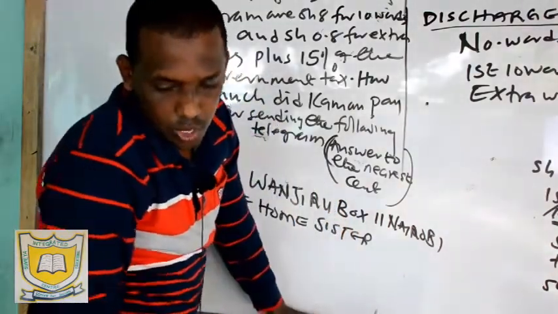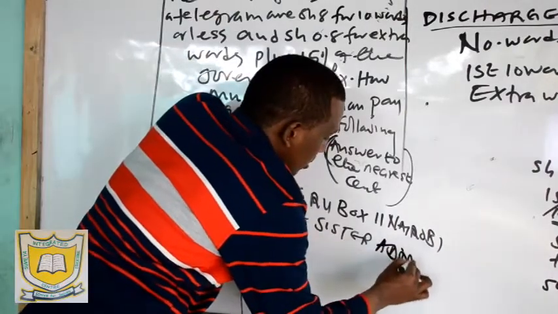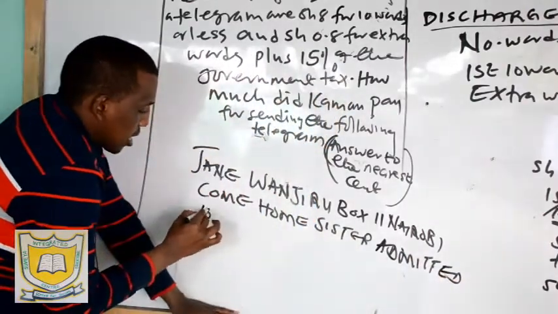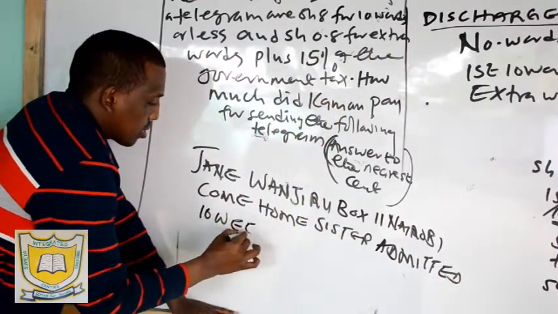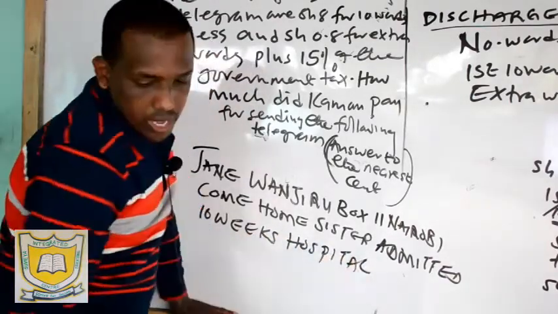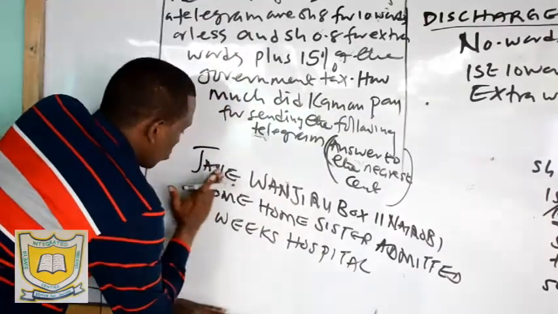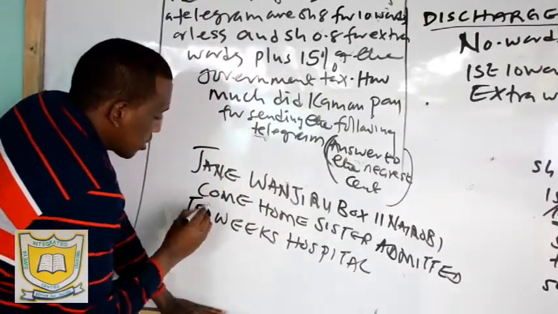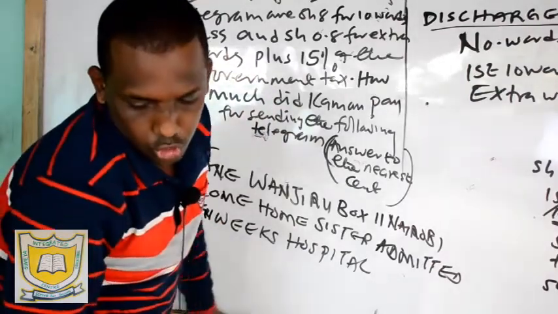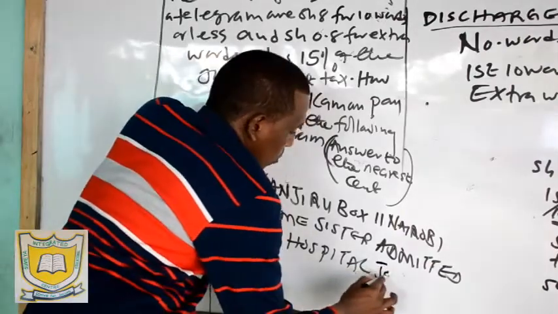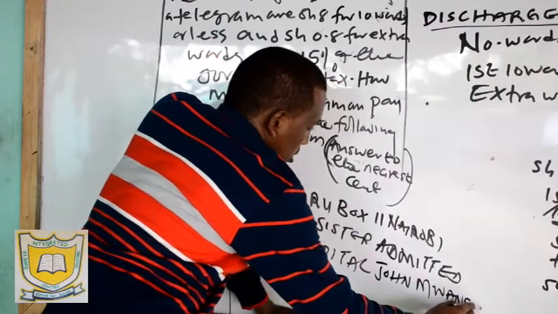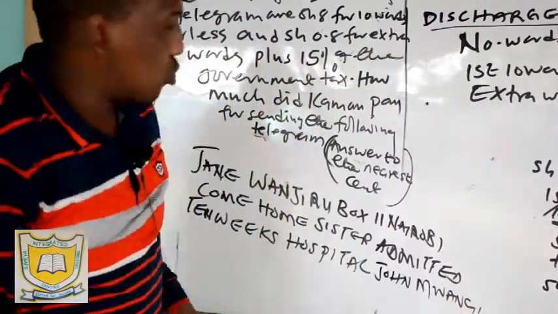Admitted 10 weeks hospital. 10 is in word, eh? 10 weeks hospital. John Mwangi. So there's no full stop.